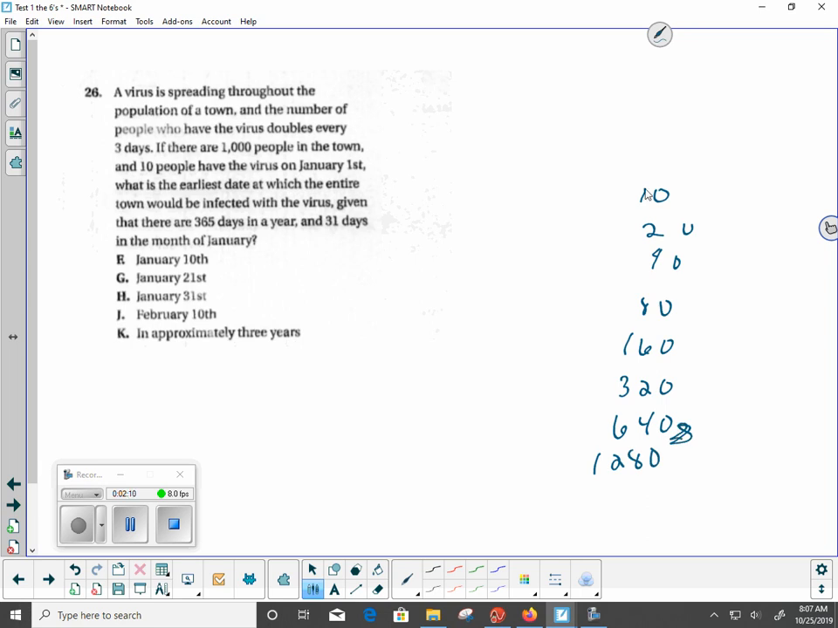This is January 1st, and it happens every 3 days. So this column is going to add 3. So this will be 4, 7, 10, 13, 16, 19, and 22. Oh, bad math. So I'm going to guess about January 21st is when I'm going to hit the 1,000 people.